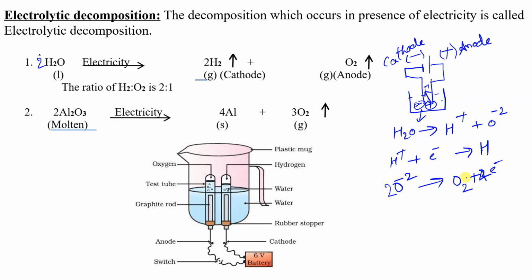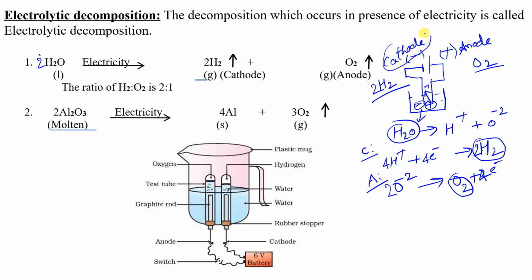4 electrons. Now, the electrons at the cathode must be equal to electrons at the anode. So here also 4 electrons. That means hydrogens must be 4, that means 2H2. So these are the different gases. At the cathode we get H2, at the anode we get O2. The ratio of these gases is 2:1. That means hydrogen amount is more compared to oxygen, because in water we have 2 parts of hydrogen compared to 1 part of oxygen. That is why the gas amount is more at the cathode.